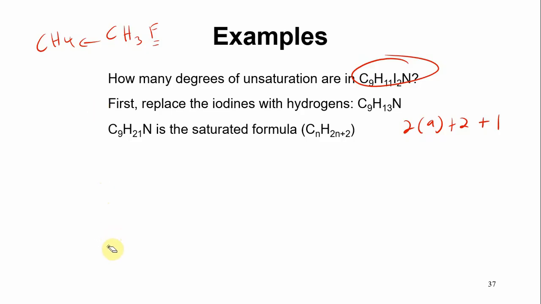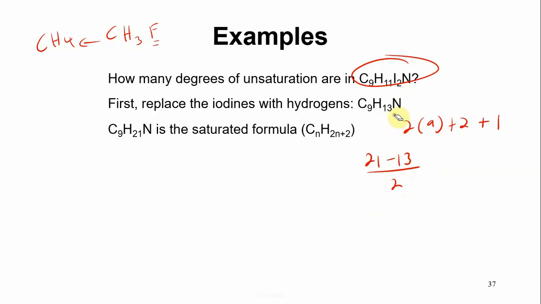I used to have people do it, need a halogen there, but it always confused people. It's easy to just get rid of it. So, 2 iodines, 2 hydrogens, 13. Done. Now we have 21. So how do you calculate degrees of unsaturation? Take 21 minus 13, divided by 2.